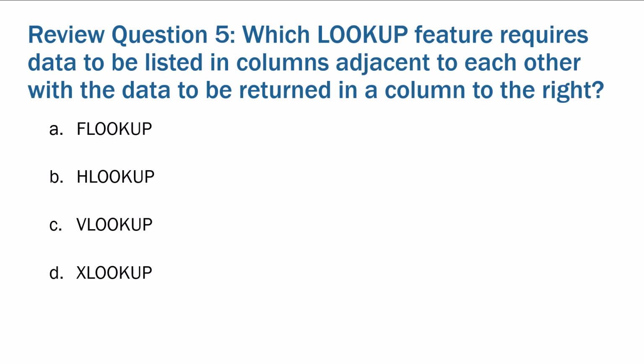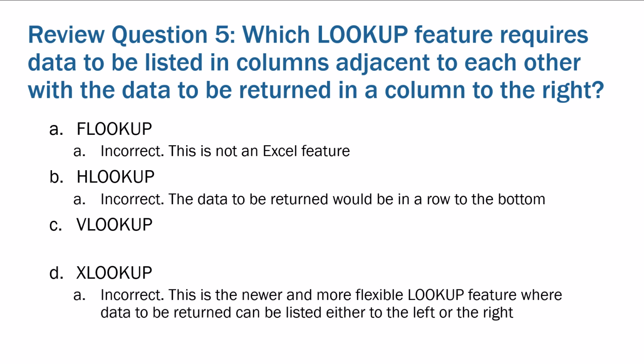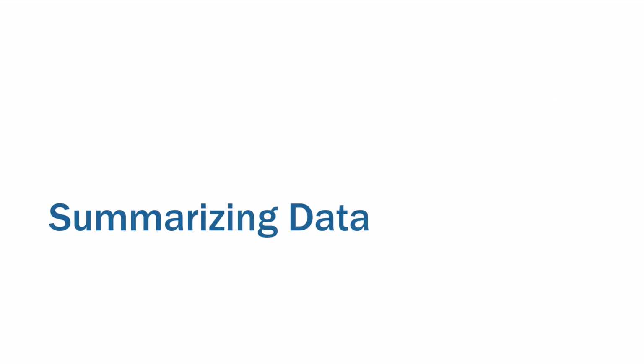Which lookup feature requires data to be listed in columns adjacent to each other with the data to be returned in a column to the right? Which one of those? The data to be returned is in the column to the right. It's not FLOOKUP. It's not an Excel feature. It's not HLOOKUP. That would be in the bottom. It's not XLOOKUP. It could be wherever. It's VLOOKUP, which is when you would need the data to be returned to the right.